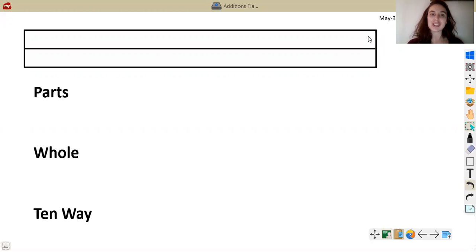So I created on my screen 2 rows, and in my 2 rows, we're going to break up a total number in 2 parts, and then we're going to see what those 2 parts then equal, and what they equal, we call that our whole. And then from there, we're going to continue practicing how to say the 10 way.